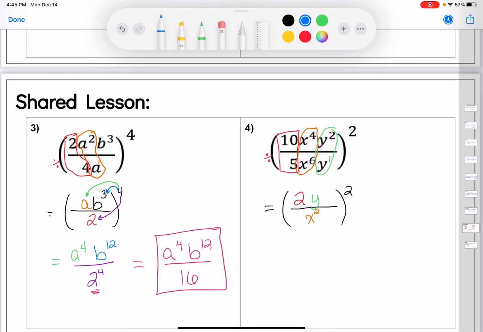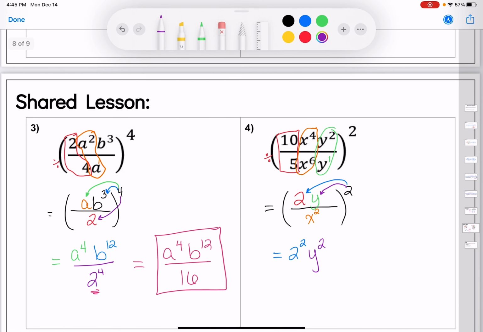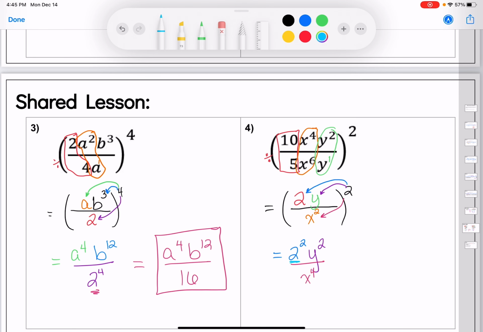So now I'm going to start distributing to each of my bases inside. So it becomes 2 to the second. And then the base of y becomes y to the second. And then my base on the bottom, which is x to the second. Now that already had an exponent, so I'm going to multiply those exponents and I get x to the fourth on the bottom. Last step then, numerical base. 2 to the second becomes 4. So 4y squared over x to the fourth is my final answer.